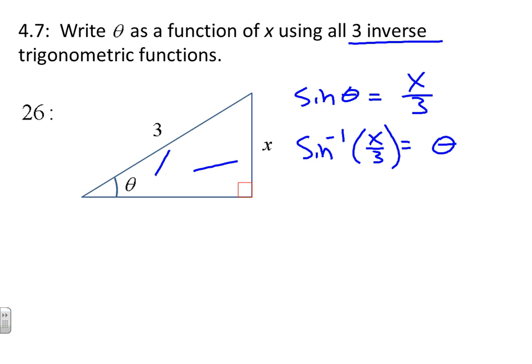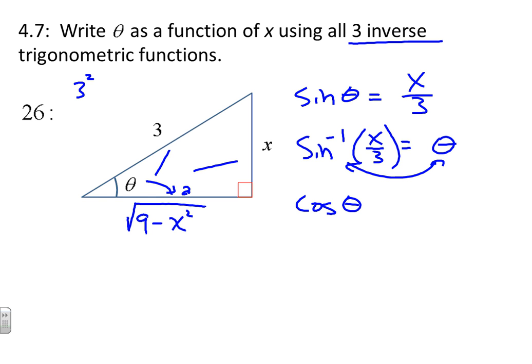Okay, take the sine inverse of both sides. I probably should have written that backwards. I'll fix that on the next one. Now, how about talking about cosine of theta? For cosine of theta, I need the adjacent side. That's a little Pythagorean work. So I'm going to square the hypotenuse, 9, minus square the other side, x squared. Take the square root of that. Basically, if I called this side a, I would have 3 squared equals x squared plus a squared. Solving for a, I think you can quickly see we get to that point.